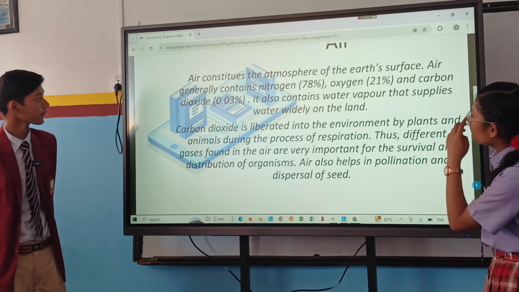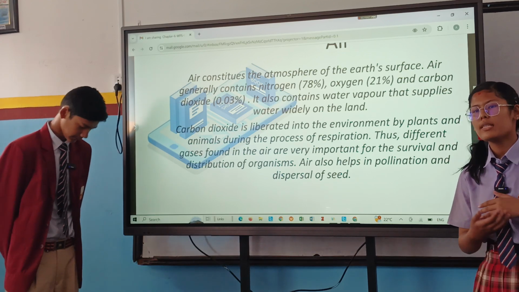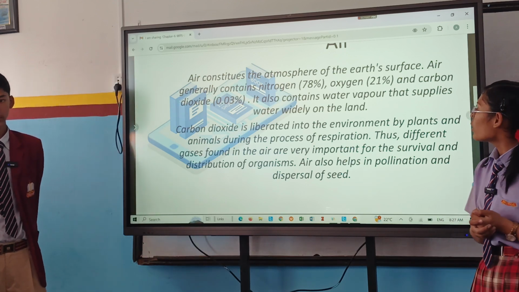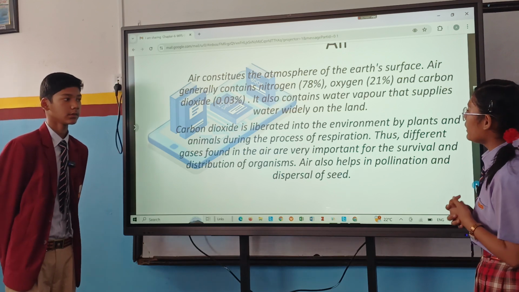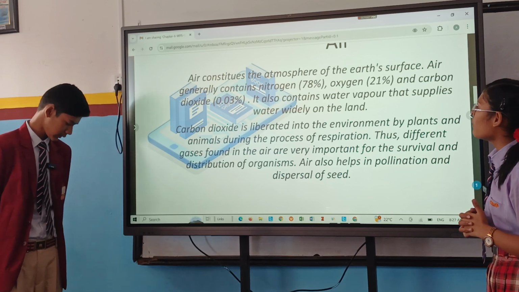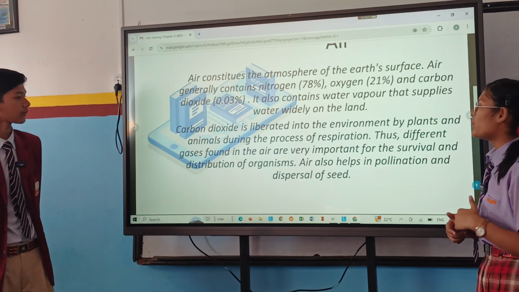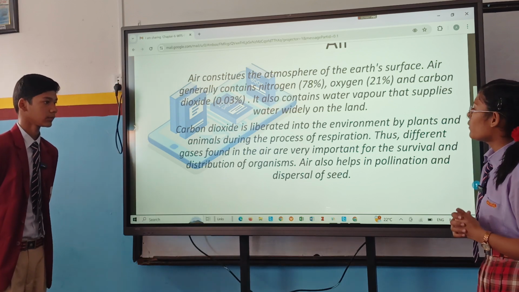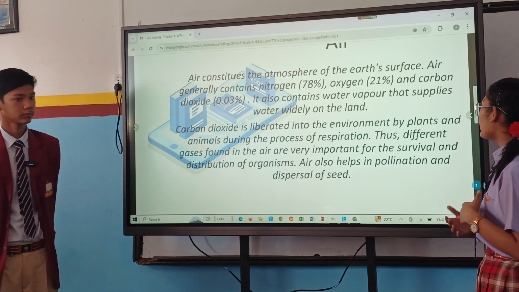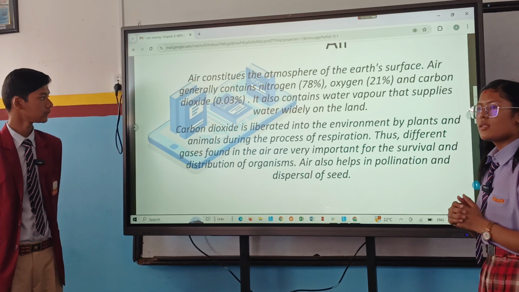Our one topic is air, and air constitutes the atmosphere of the earth's surface. It means that air forms the atmosphere of the earth's surface, and air contains different types of gases, including nitrogen, which is 78%, oxygen 21%, and carbon dioxide 0.03%. In our atmosphere, there is also the presence of water vapor that supplies water widely on the land. While carbon dioxide is liberated into the environment by us animals and plants during the process of respiration.